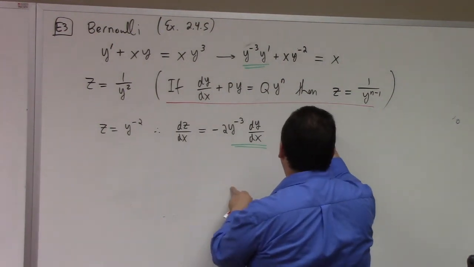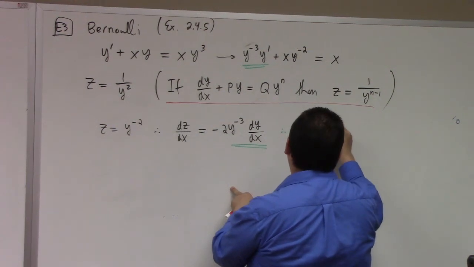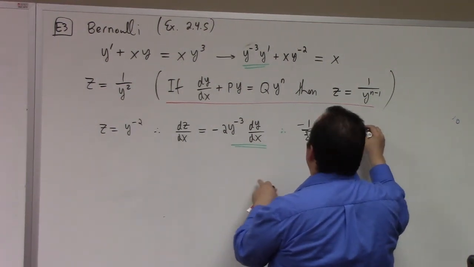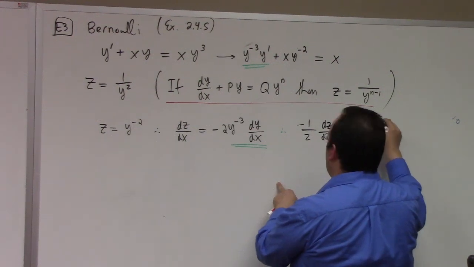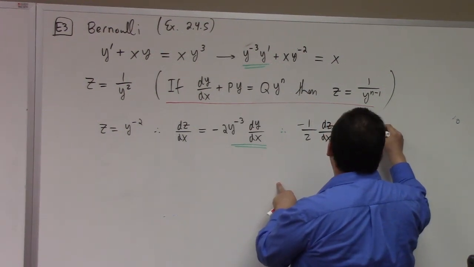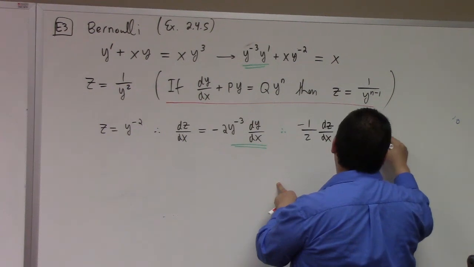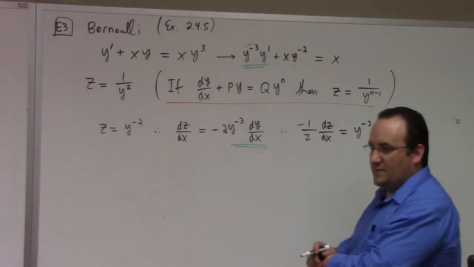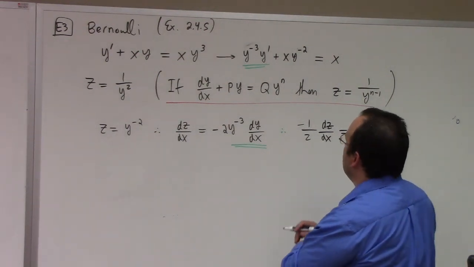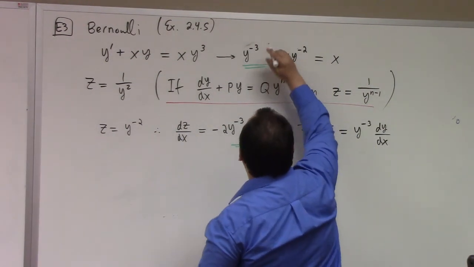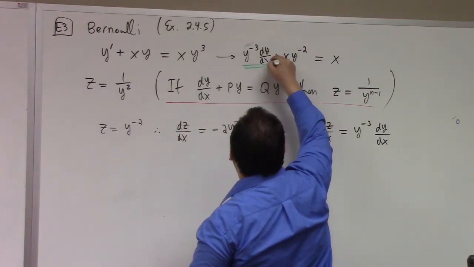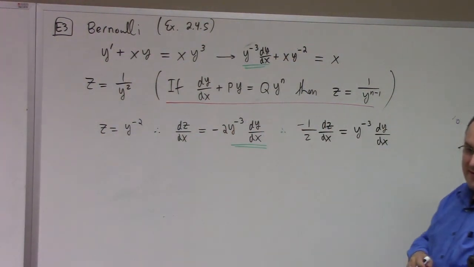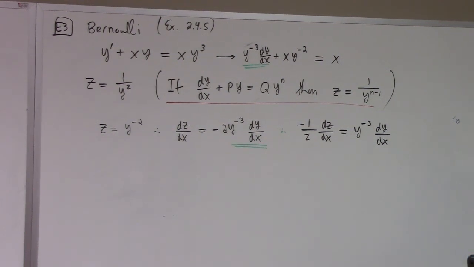Minus 1/2 dz/dx is equal to y to the minus 3 dy/dx. The prime notation, of course, is dangerous. It's easy to miss a prime. You have to be really careful with prime notation. So I almost prefer dy/dx because it's really hard to drop a dx like that. It's very easy to drop a prime. It's much harder to drop a dy/dx, but on the other hand, it's more writing. So I don't know, pros and cons, I suppose.